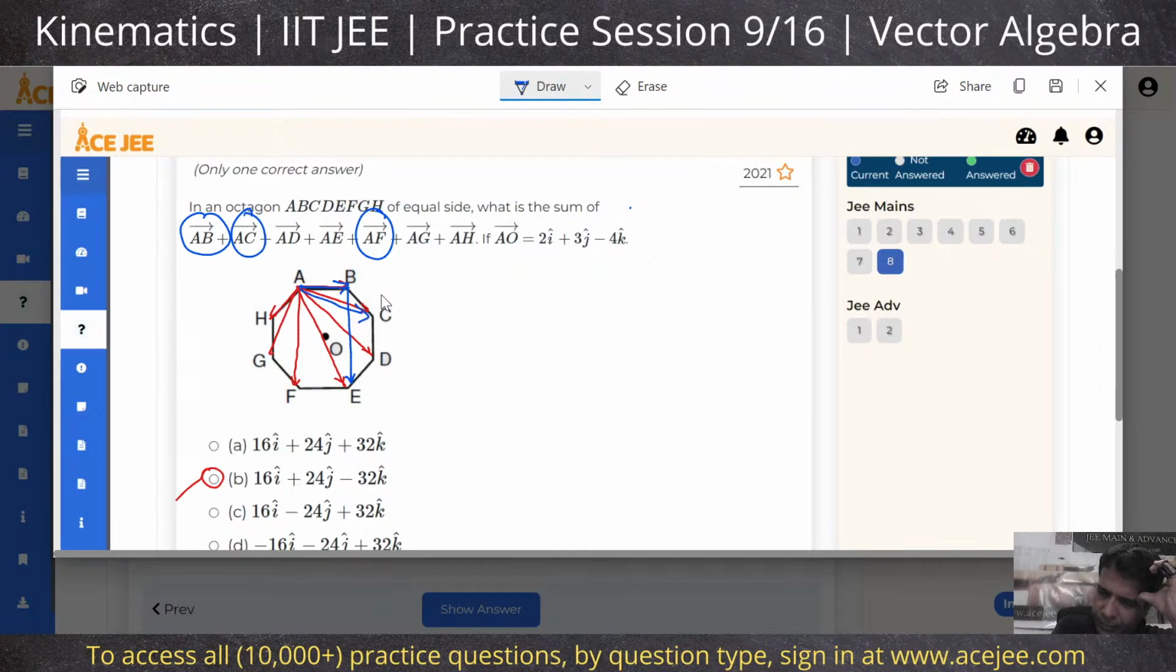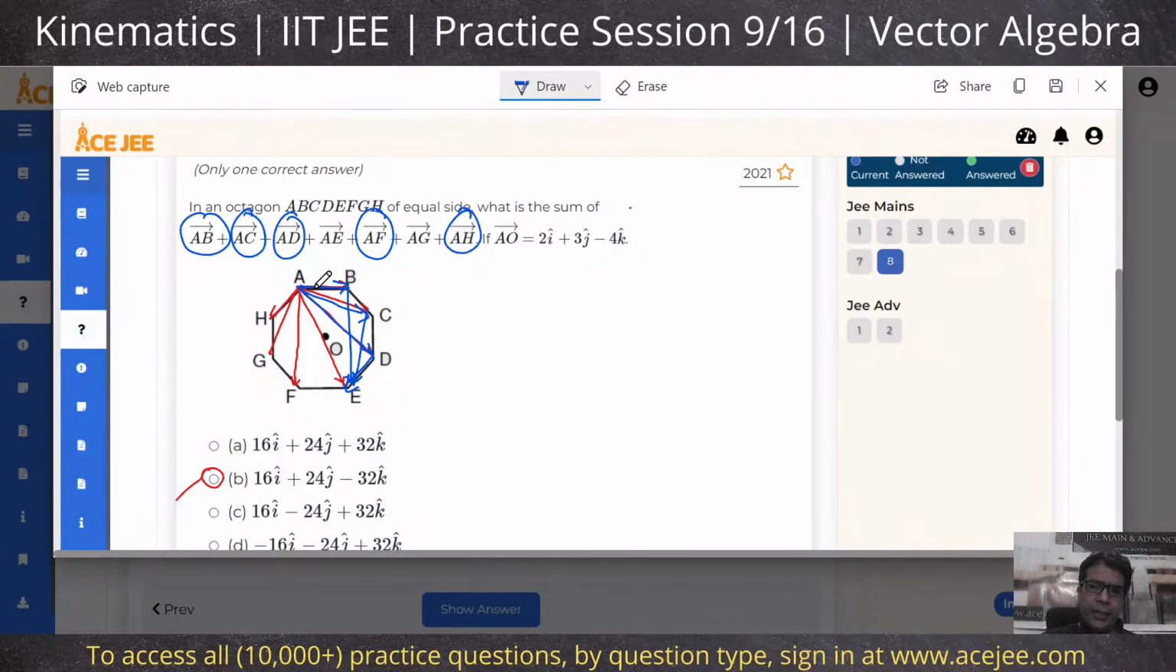AC plus AG. What is AG? That will also be the same, that is also AE. AD plus AH is also equal to AE. That's another way to look at it, beta. But in any case, it's 4AE, and that's the correct answer there.